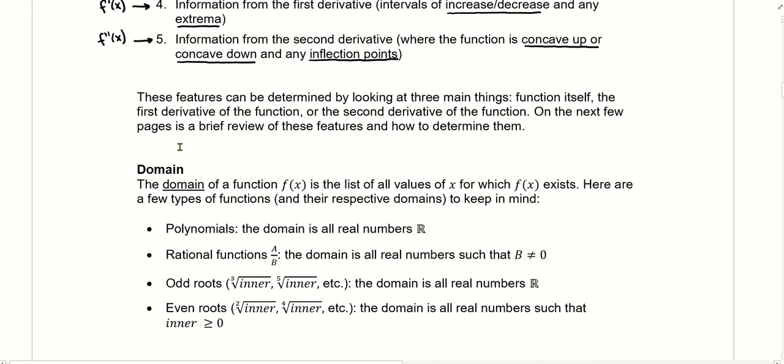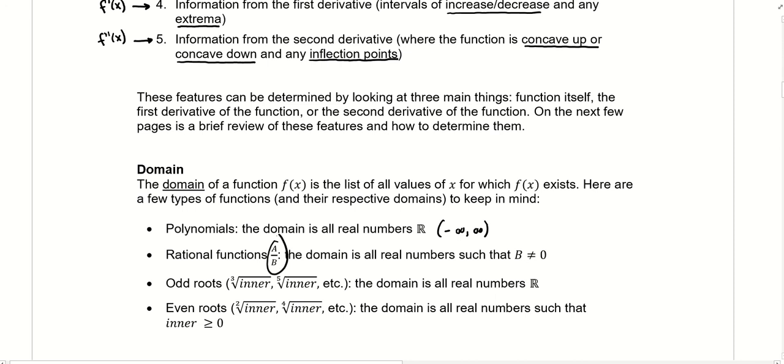So when we talk about the domain of a function, we've talked about this, we just haven't really called it the domain very often. The domain of a function is all the values of x for which the function exists. In other words, the domain of a function is everywhere where the function is defined. Now I have a couple general types of functions listed here and their respective domains, just to maybe make things easier for us. So if we have a polynomial, polynomials are defined everywhere, for all values of x. So their domain is all real numbers, all real values of x.